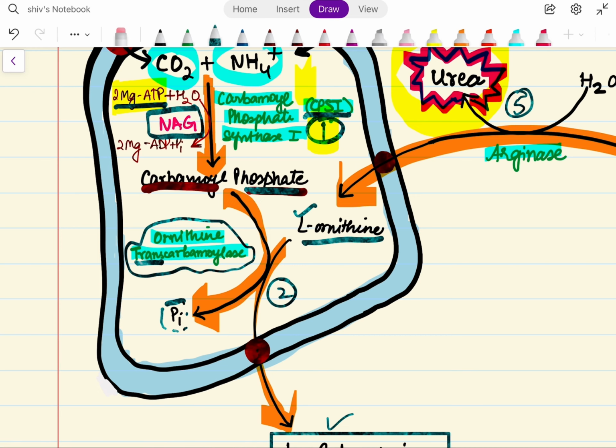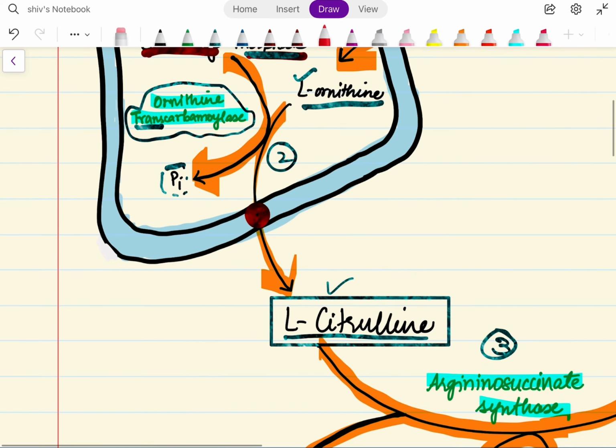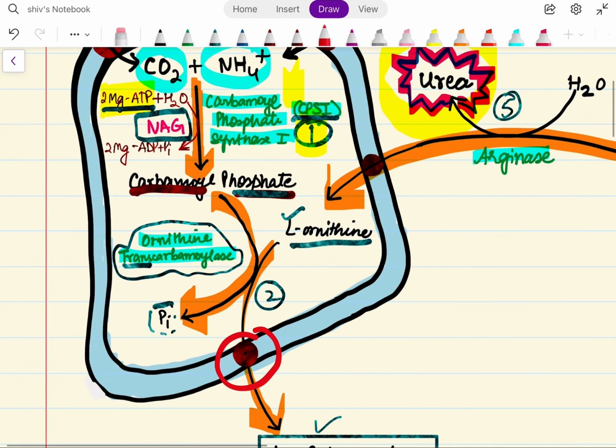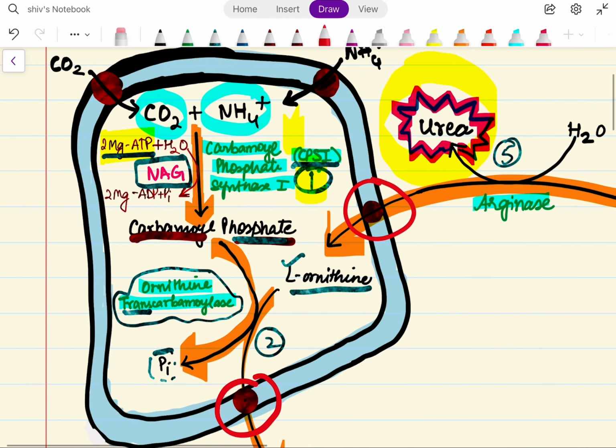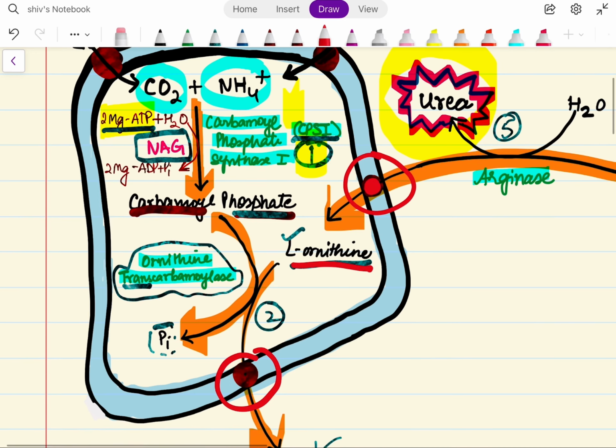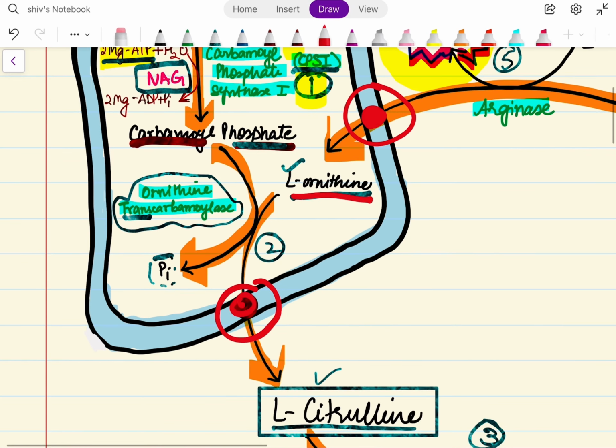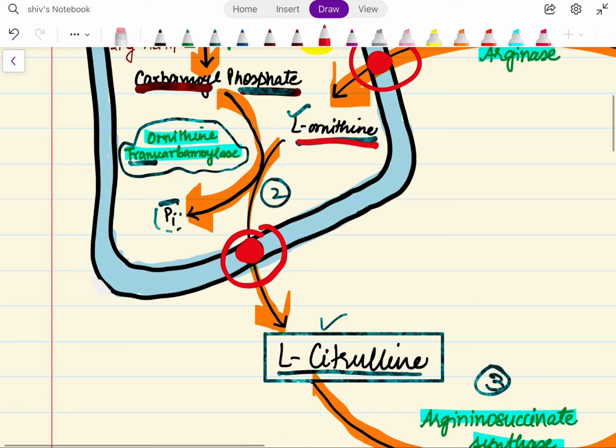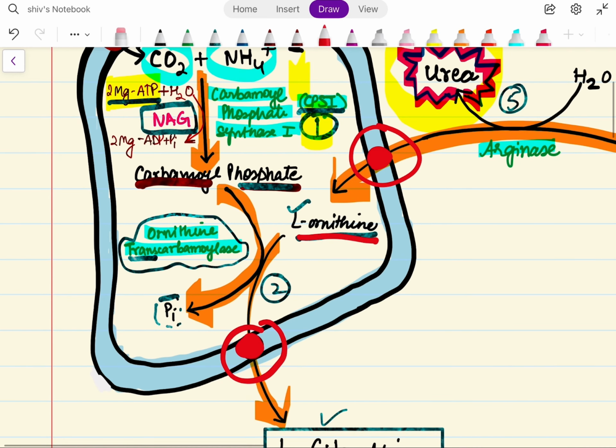Can you note one more thing? These red dots are the transporters. This one here is responsible for transportation of ornithine into the mitochondria from the cytosol. So this is the ornithine transporter, and here, as you can see, is the citrulline transporter, which transports citrulline to the cytosol from the mitochondria. These were the 2 steps that take place in the mitochondria.